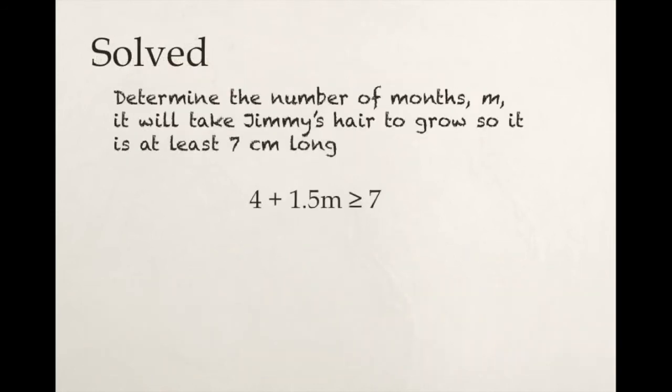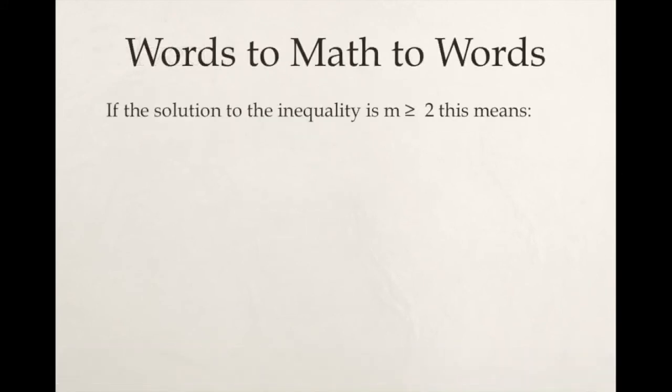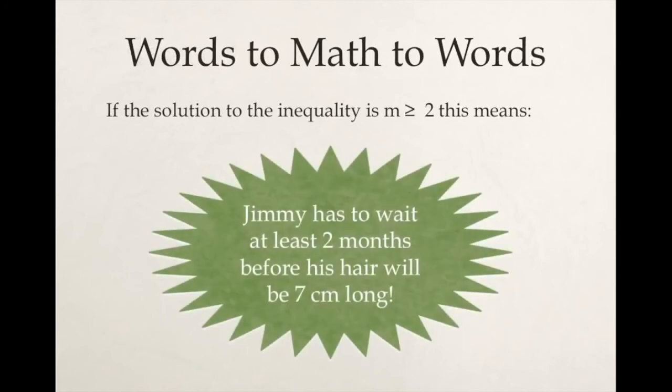If we want to determine the number of months, or the minimum number of months, we are going to subtract 4 from both sides, then we're going to divide by 1.5, and we get that M is greater than or equal to 2. But again, what does this mean, M is greater than or equal to 2? If the solution is M is greater than or equal to 2, Jimmy has to wait at least 2 months before his hair will be 7 centimeters long. That's what this means.